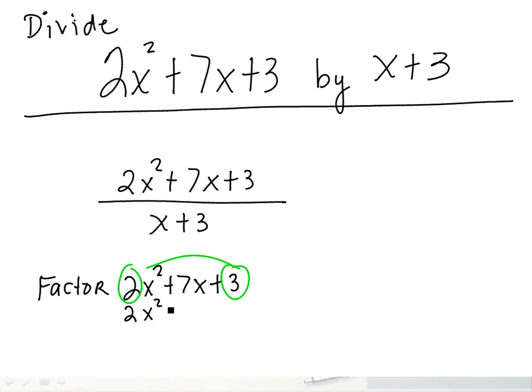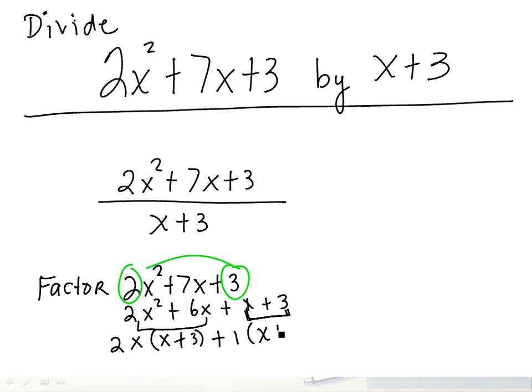2x squared plus 6x plus 1x plus 3, and then here we can group the first two terms together. We can take out a 2x, x plus 3, plus we already have the x plus 3, so really we can take out a 1. Okay, so our factors are x plus 3 times 2x plus 1.